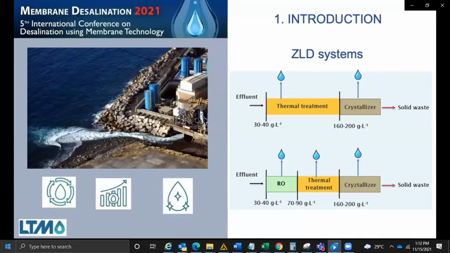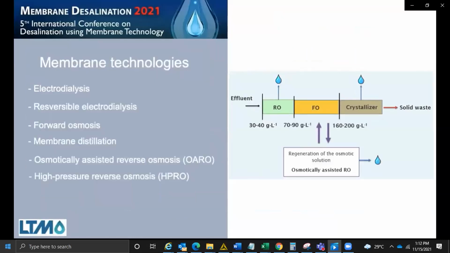These developments are of utmost importance for the advancement and implementation of zero-liquid discharge systems. For this reason, the incorporation of membrane-based technologies such as electrodialysis, reversible electrodialysis, forward osmosis, membrane distillation, osmotically assisted reverse osmosis, or high-pressure reverse osmosis have been presented as alternatives for the concentration of reverse osmosis reagents.